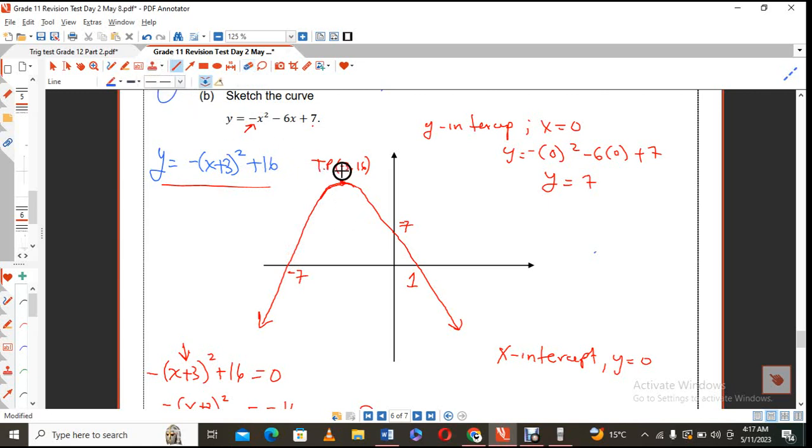Alright, so the rest is pretty much all up to you. As long as you remember you are just doing a sketch, and we're not really going to penalize you so much, but basically your graph is supposed to be something like that.